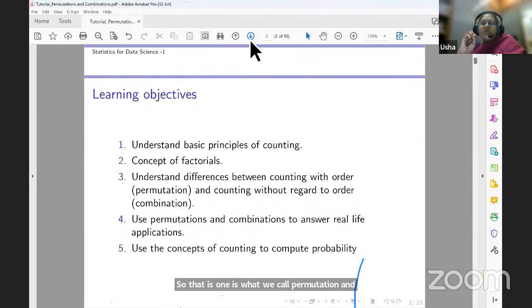So one is what we call permutation and one we call combination. In today's tutorial, we are going to focus on certain scenarios wherein we'll understand when the question wants us to find a permutation and when the question wants to find a combination. And we will finally end the session by using these concepts to compute probability. So this is the agenda for today's session.